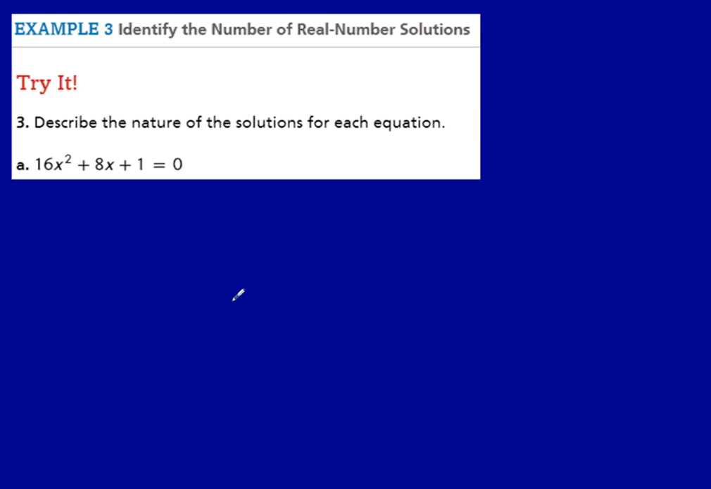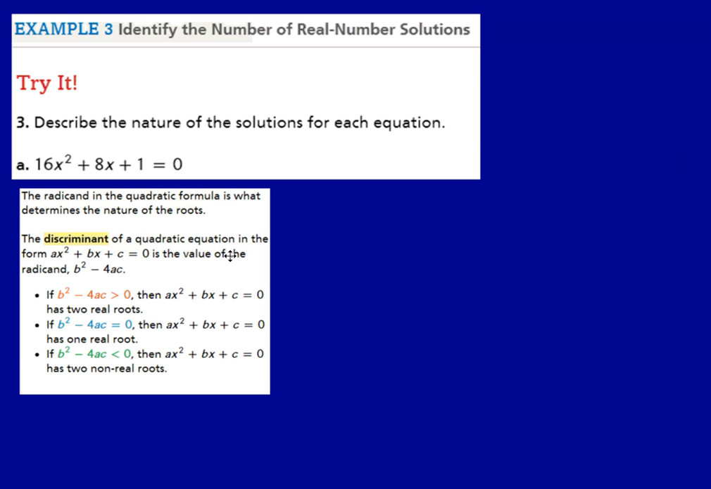All right, describe the nature of the solutions for each equation. So that's weird, the nature of the solutions. So this is what it's talking about. The radicand in the quadratic formula is what determines the nature of the roots. Now, the radicand is what is underneath the square root symbol. It's underneath the radical.